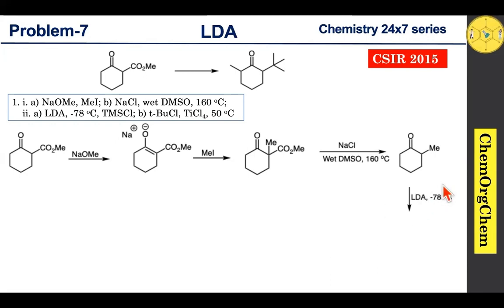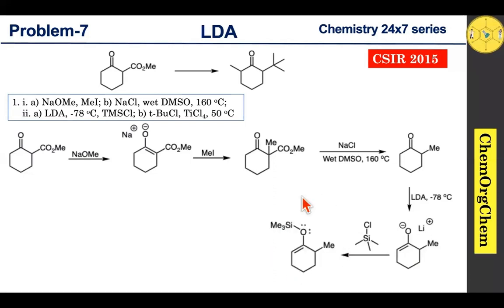LDA is a non-nucleophilic, sterically hindered base which readily takes the proton from the less hindered side. Now look closely at this ketone compound. Here you see this site is sterically hindered, however this site is less sterically hindered. Therefore, when you use LDA, it readily takes the proton, which produces the corresponding kinetically stable enolate ion. After the formation of the kinetically stable enolate ion, it readily reacts with trimethyl silyl chloride, which produces the corresponding silyl enol ether compound.